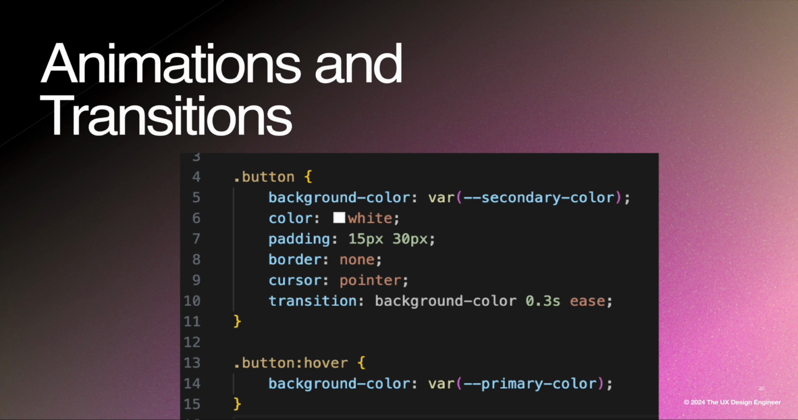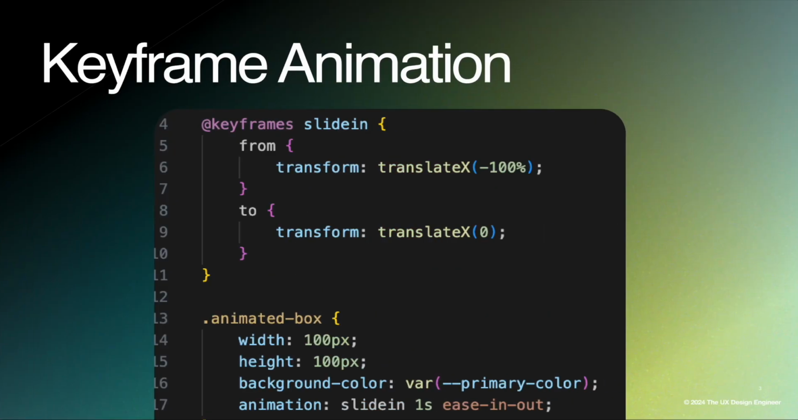CSS3 also brings powerful animation and transition capabilities, which can greatly enhance the user experience. Here, we use a simple transition to change the background color of a button on hover. Transitions provide a smooth change from one state to another. Now let's take a look at keyframe animation. In this example, we define a slide-in animation using keyframes. The box will slide in from the left over 1 second.